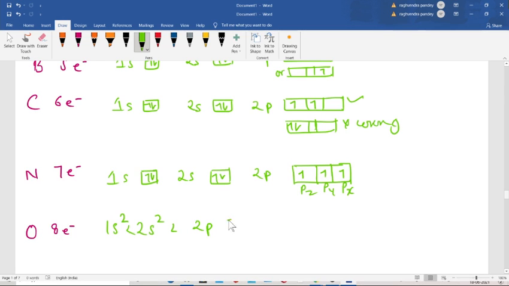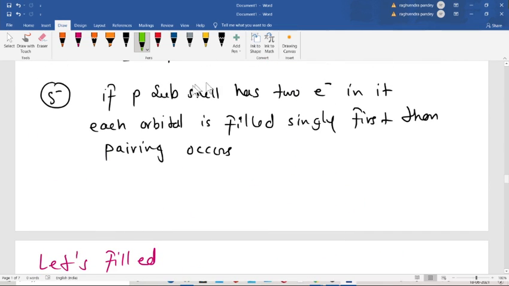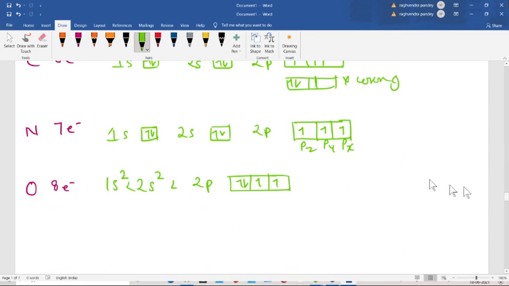So in 2p, now there are 4 electrons which are remaining. 4 we have filled, 2 here, 2 here. Now we will fill 4 electrons: 1, 2, 3. It is just like nitrogen, so the fourth electron will come here like this. Then we have the pairing. When we have 2 or 3 electrons, they are first singly filled, then pairing occurs. Pairing first occurs in oxygen.